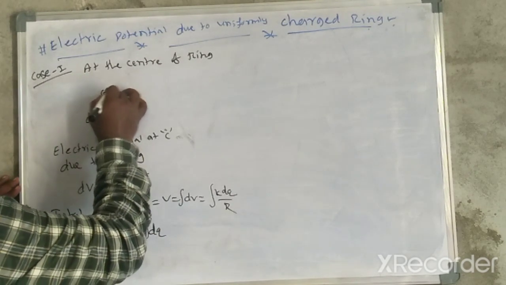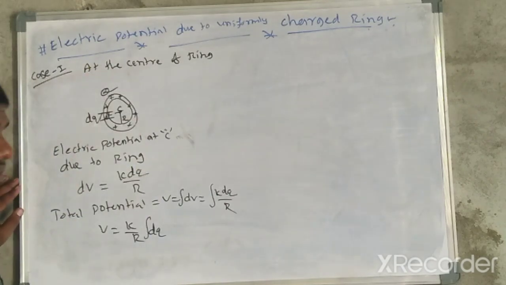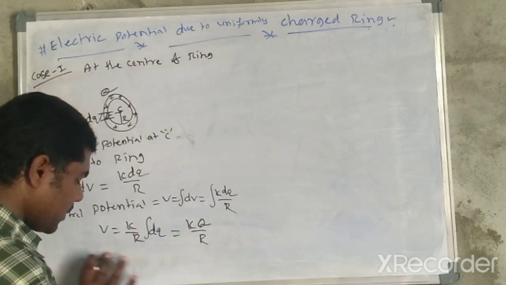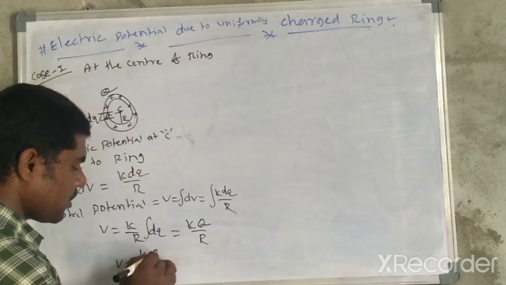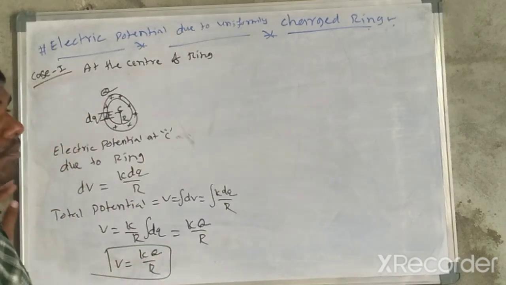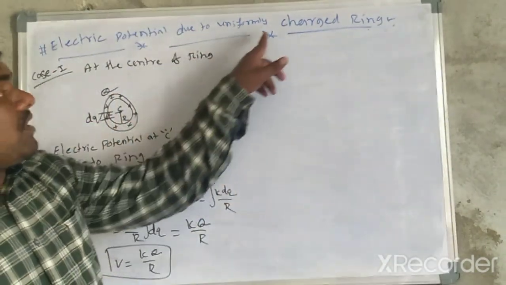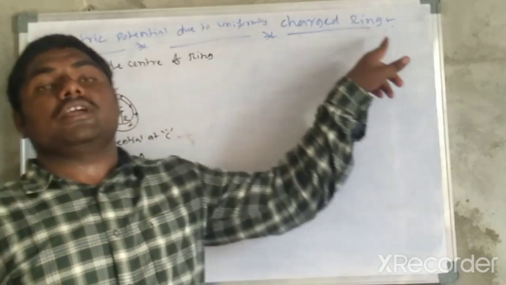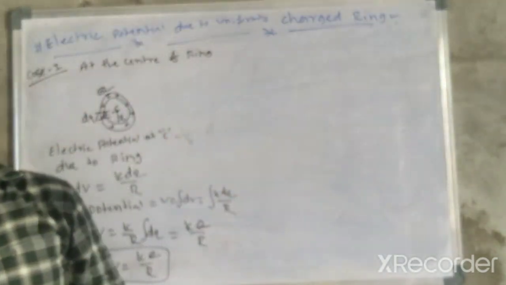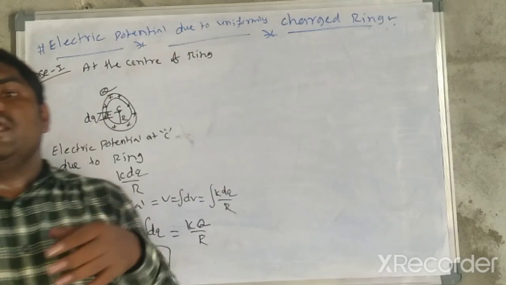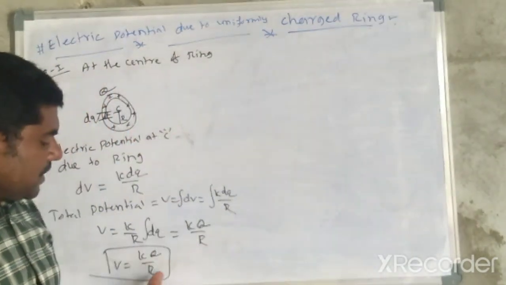Let us consider the total ring charge capital Q. That should be equal to KQ by R. So the potential at the center is equal to KQ by R. Here is a very important point: even for a non-uniform distribution of charge on the ring, the potential at the center will be given by the same expression.